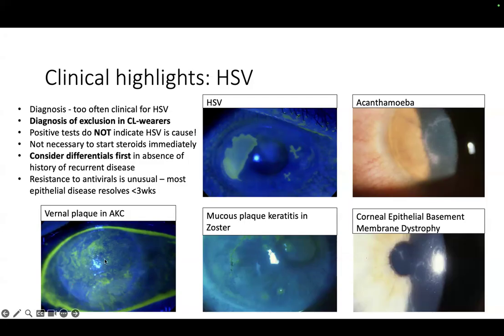This is vernal plaque in atopic keratoconjunctivitis. This is mucus plaques in zoster, which can be difficult to differentiate from herpes simplex keratitis, but generally you get these stellate appearances with zoster, and the epithelium is a bit more heaped, as opposed to the classic dendritic ulcers you get with HSV. And then here we've got a corneal epithelial basement membrane dystrophy and a ring infiltrate with acanthamoeba. So if it's that, then it's difficult to argue with the diagnosis, but always be careful in a contact lens wearer.